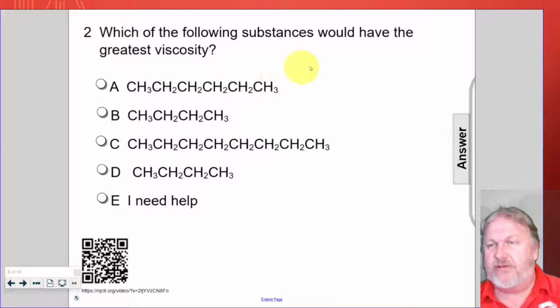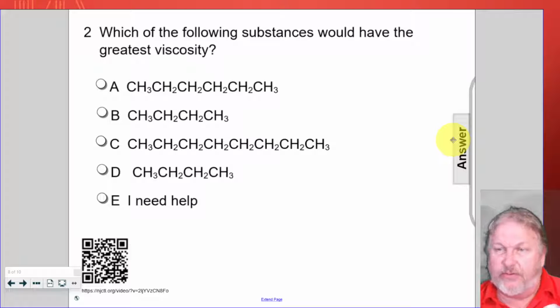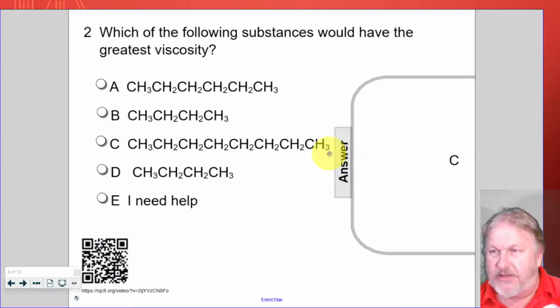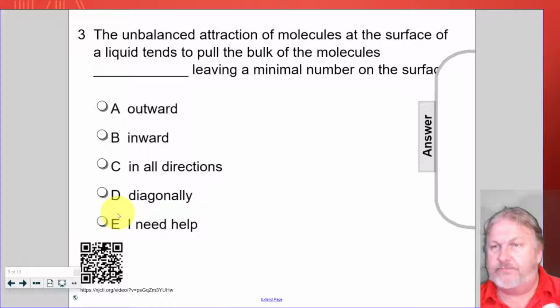Which of the following substances would have the greatest viscosity? We're looking for the one with the most electrons. And of course, that would be C. I don't know what that is, we'd have to count it. I think it's octane, so that would be C. But I can tell that there's more carbons than any of the other ones.